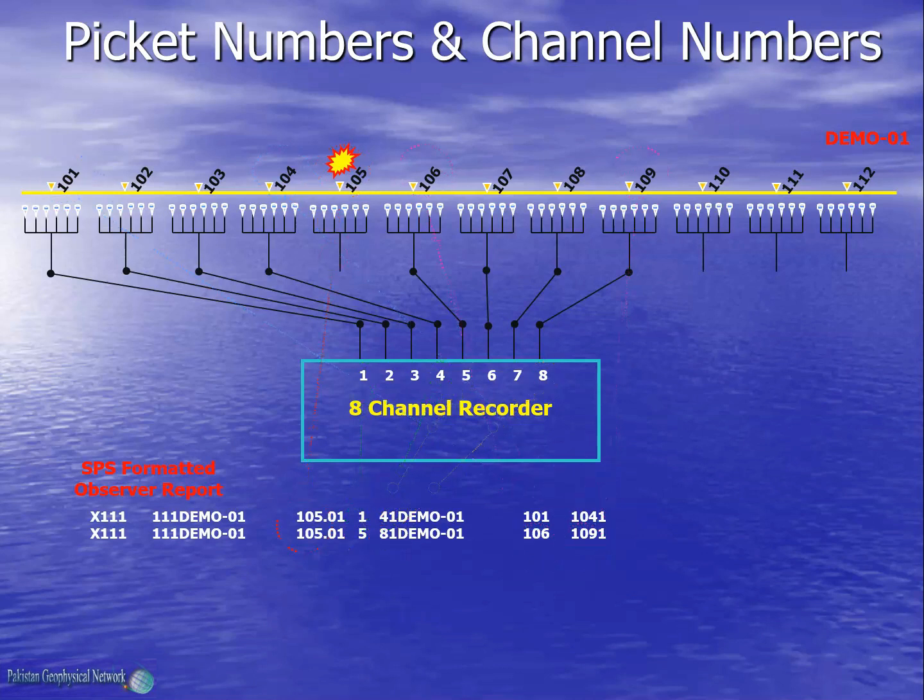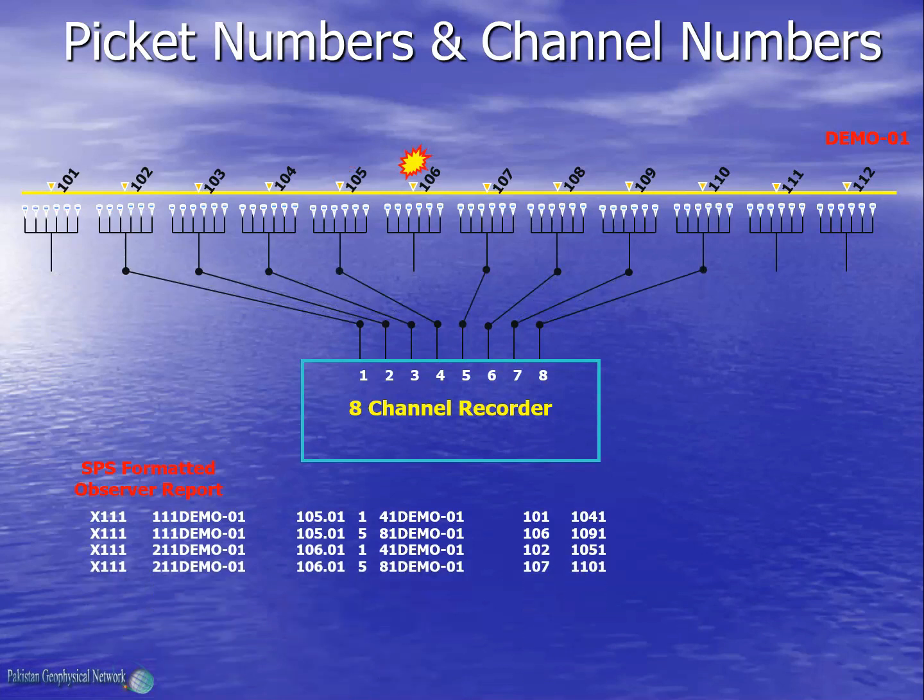Now for the next shot, we can see the switching between the channels and the geophone groups changes. And therefore the next two records in the SPS script will indicate that the shooting has been carried out on picket number 106. It must be noted that the number of geophone groups being laid out in the field is much higher than the number of channels available in the recorder. During acquisition, the recorder switches the channels with different geophone groups according to the spread geometry.